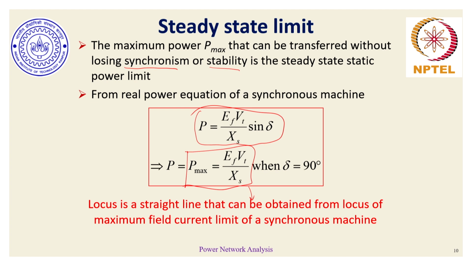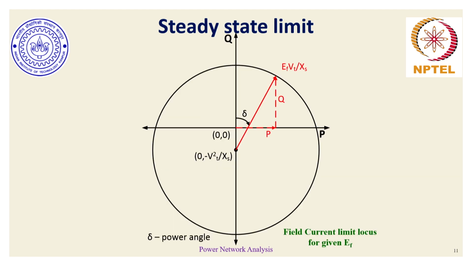If this is the steady state limit, Pmax equal to EfVt by Xs for fixed terminal voltage, fixed synchronous reactance and fixed field winding current, then is there a way to mark this locus or limit on the PQ plane? Yes, the locus can be obtained from the field current limit itself. So let's see how we do that. And that was the reason why we had a discussion on how the torque angle or load angle can be marked. That was the necessity.